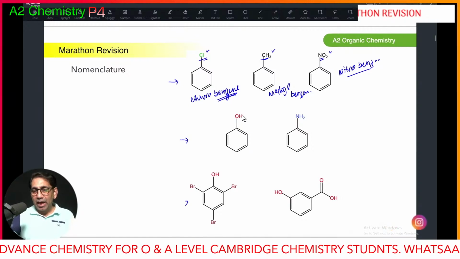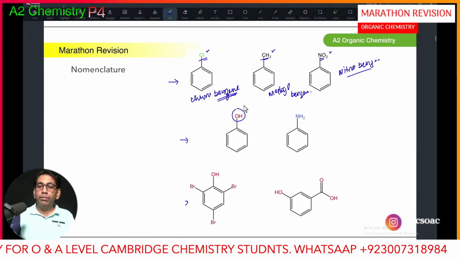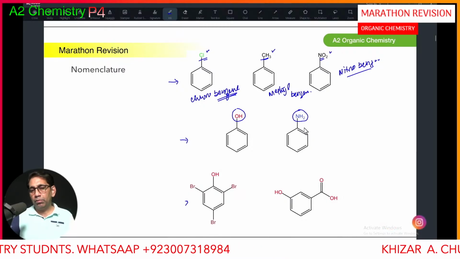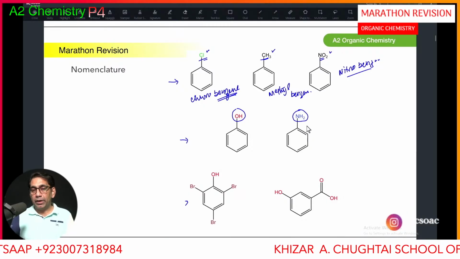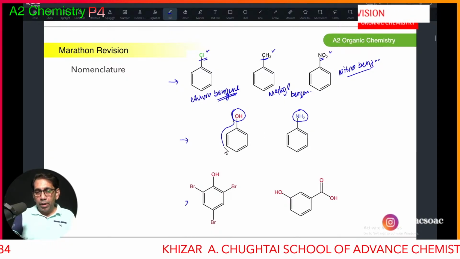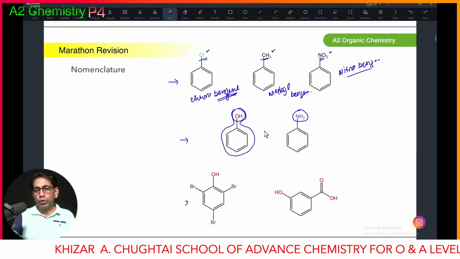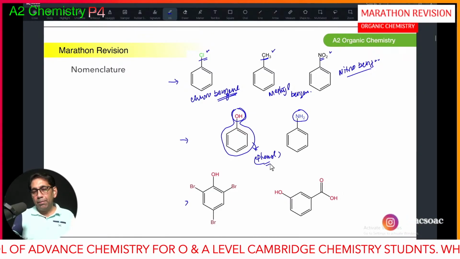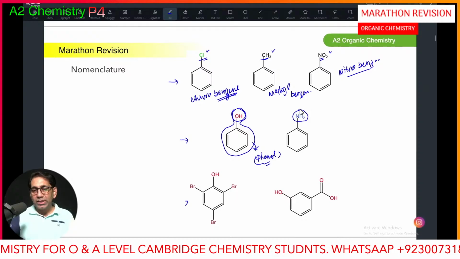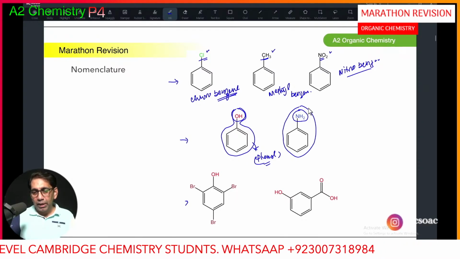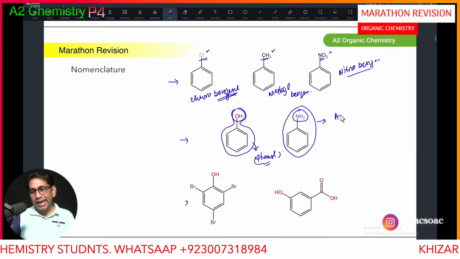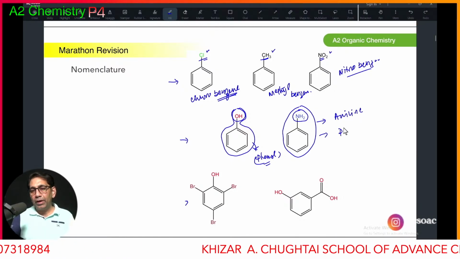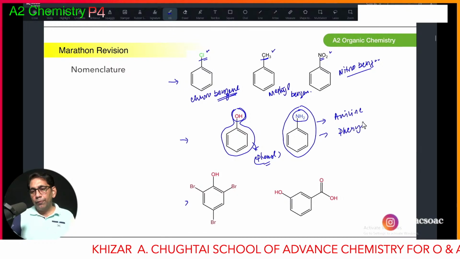But if the benzene has an OH group, which is a special group, or if it is attached with an NH2 group, the amino group, again its name will be a special name. The special name for a benzene ring plus OH group is phenol, so you will write its name as phenol. What is the name of this compound? Sometimes it is known as aniline, a common name once again, or phenylamine.